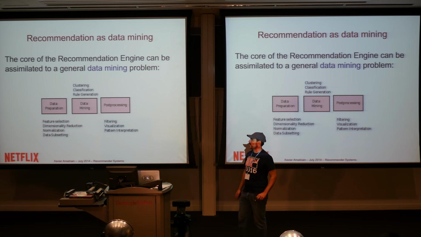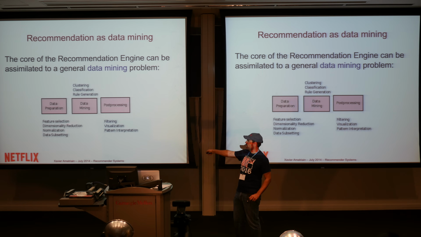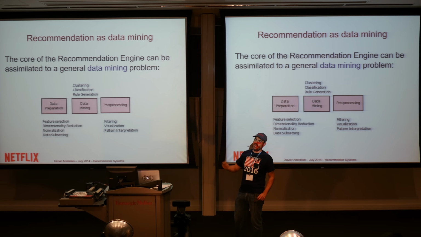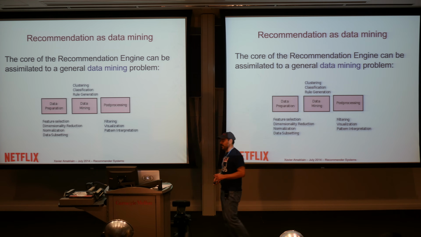And I was mentioning that basically the recommendation problem is just a different instance of a data mining problem where you have the data preparation step and you can do things like feature selection, dimensionality reduction, and so on. Then you have the data mining step per se, where you apply all the machine learning methods like clustering, classification, association rule mining, and so on. And then you have the post-processing, where you can do things like filtering, pattern interpretation, and so on. And this is a traditional sort of data mining problem.